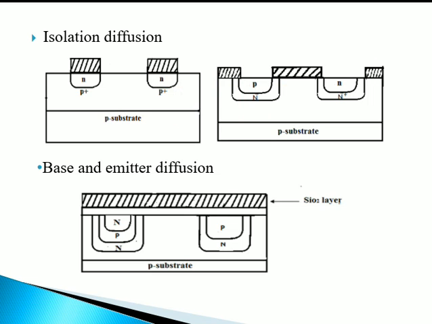Next is base and emitter diffusion. So as you can see here, your P plus impurity will be added to the N type island, which will act like a transistor base. How is it done? Again the same process. First oxygen will be blown over the surface to form the complete SiO2 layer. Then a window will be formed by repeating step 4, or the steps which I had explained before.